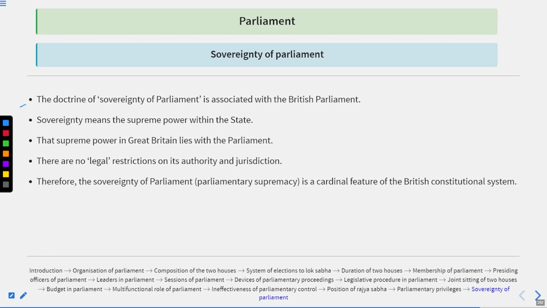The doctrine of sovereignty of Parliament is associated with the British Parliament. So here we are going to talk about the new topic, that is the sovereignty of the Parliament. We are going to start it, and this is the last topic. If we talk about the sovereignty of Parliament, basically it is associated with the British Parliament. In the starting of these lectures, in the series on Parliament, we had discussed several facts and figures.